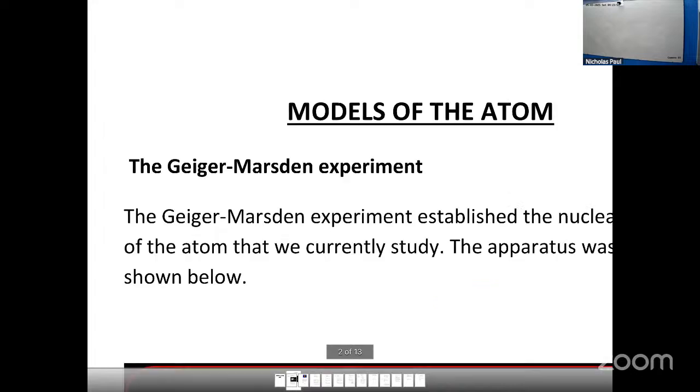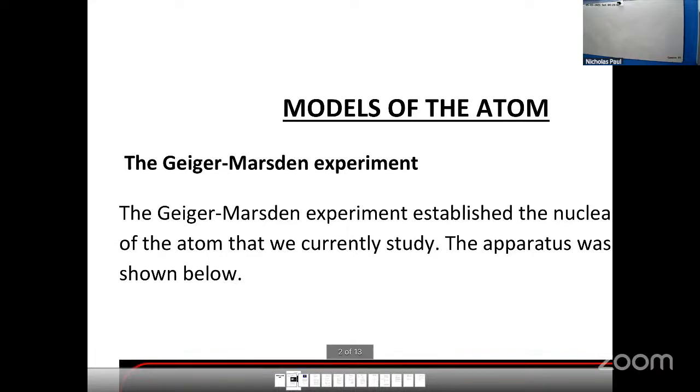So that's the name. If you see the Geiger-Marsden experiment, same thing. This experiment has three names: Geiger-Marsden experiment, gold foil experiment, and Rutherford experiment. You can go by any of those names. All right. So the Geiger-Marsden experiment.